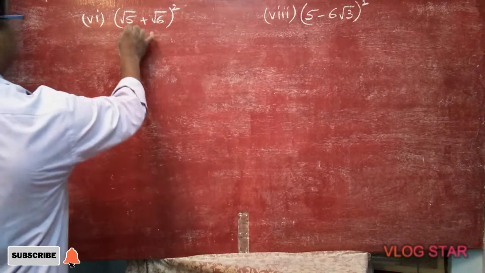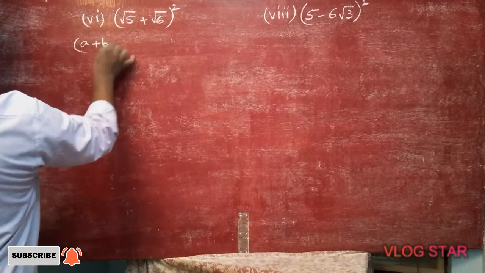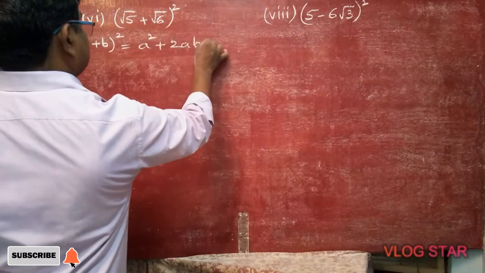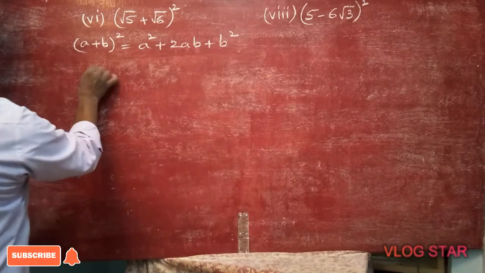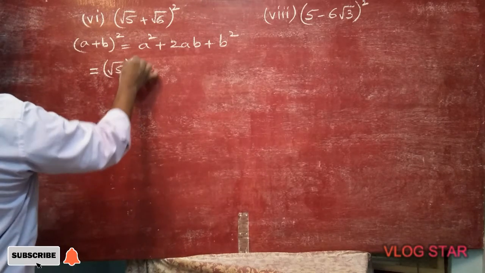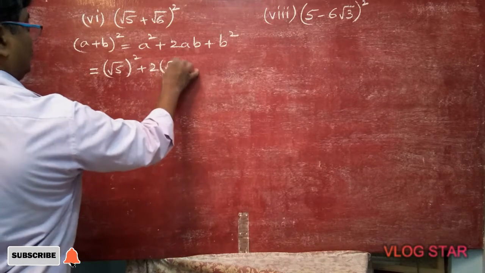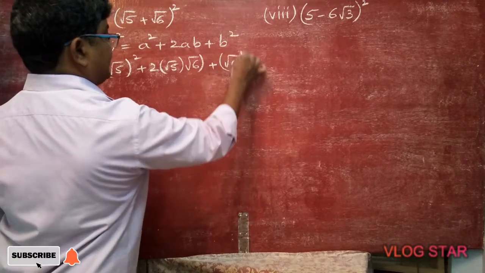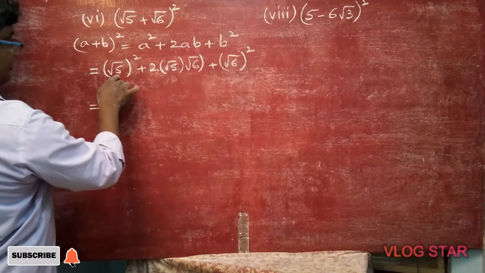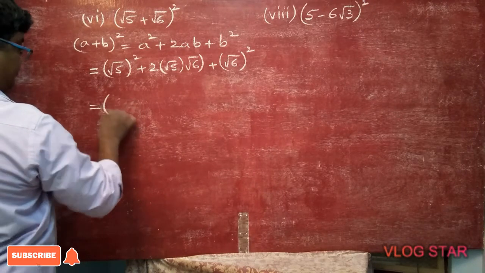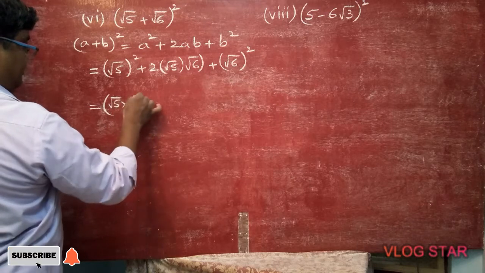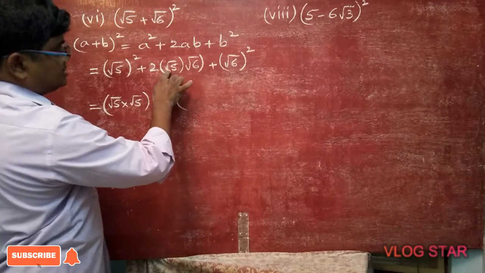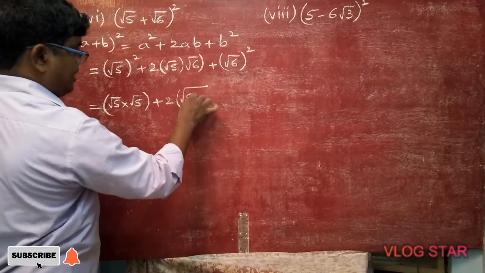Sixth problem. It is in the form of (a plus b) whole square, which is a square plus 2ab plus b square. So that is equal to root 5 whole square plus 2 into root 5 into root 6 plus root 6 whole square. Now root 5 into root 5 is 5. Plus 2 into, both are the same order, this is a square root and that is also a square root, so square root of 5 into 6.